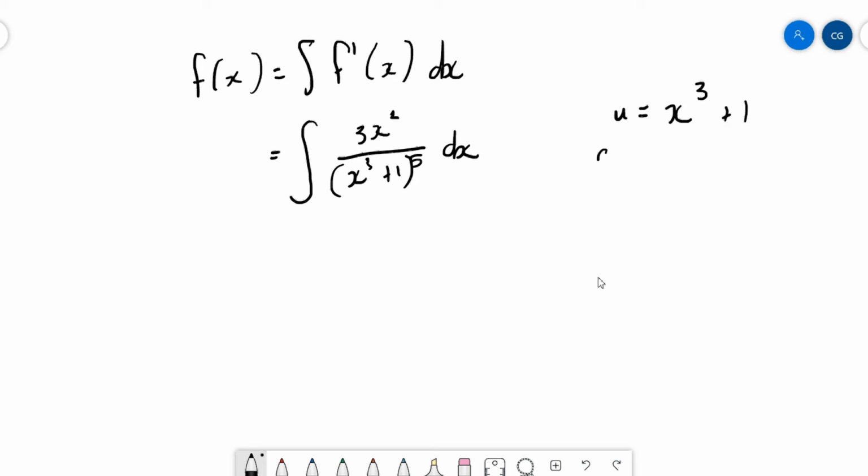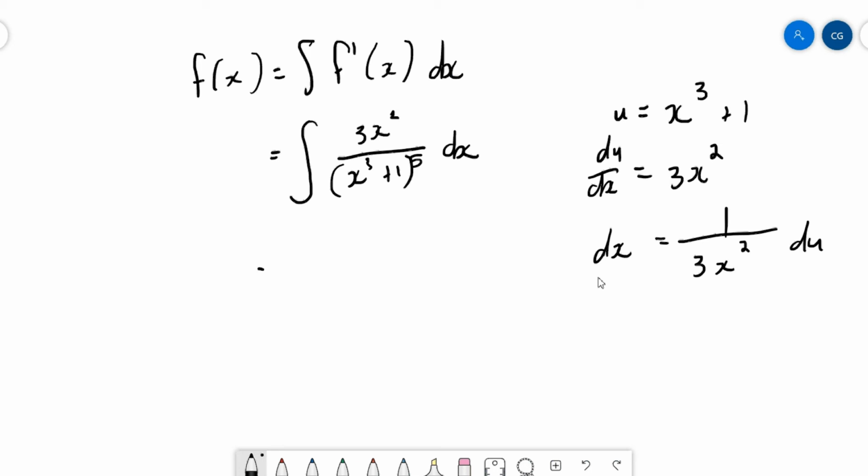Then I will differentiate both sides. du dx is equal to 3x squared. Now I will rearrange it to make dx the subject. If I rearrange this, it becomes 1 over 3x squared du. Now let's rewrite our integral.